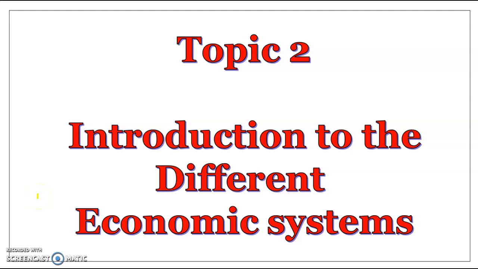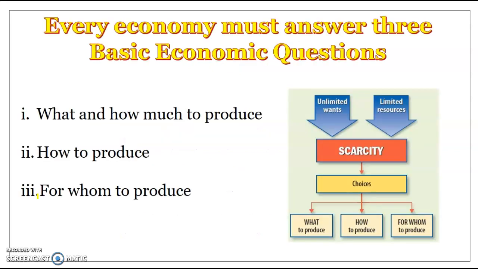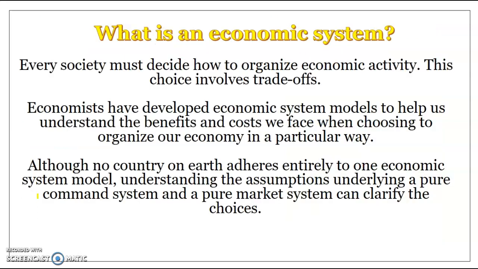Okay, in this video, we're going to look at the different economic systems and the ways that different countries decide how they're going to allocate their scarce resources. So basically, every country answers three basic economic questions: what and how much to produce, how to produce, and who to produce for. That's what we talked about in the last video.